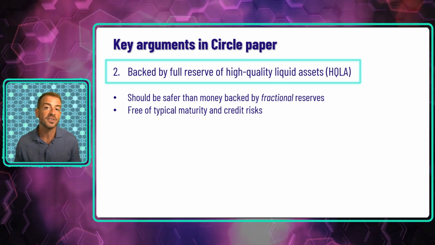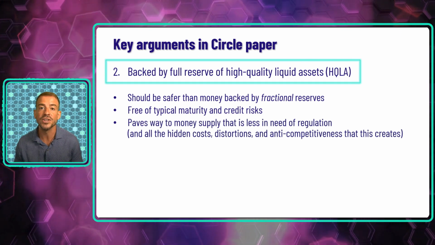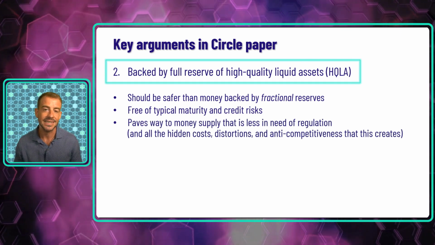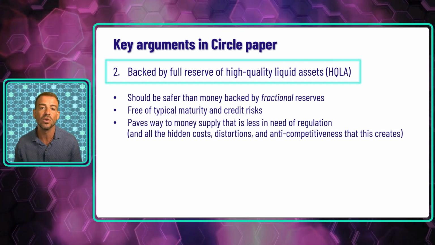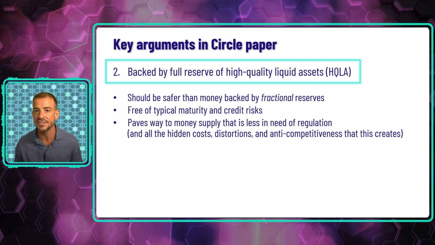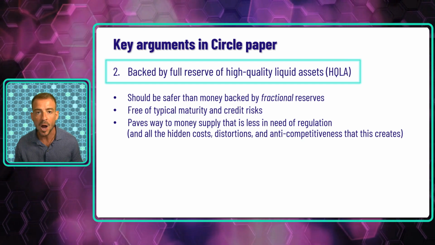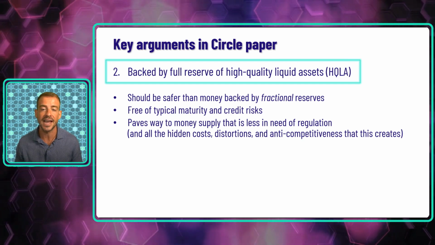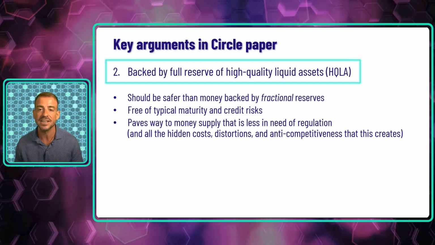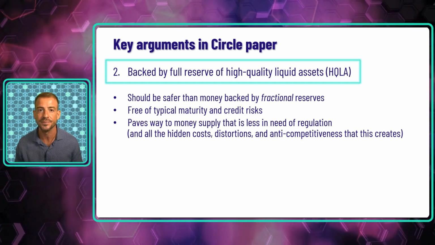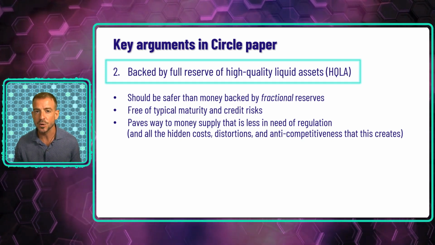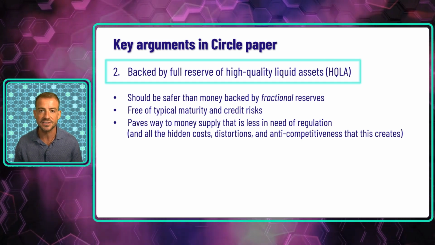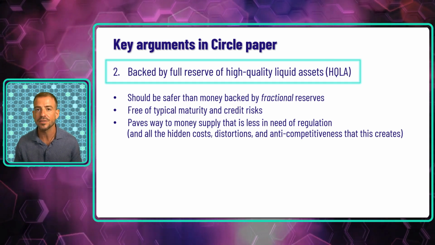Furthermore, this design offers the possibility of us evolving towards a money supply system that is less in need of arbitrary interventions and regulation, all of which serve to cause all kinds of problems, including creating higher costs, distorting banking activity, and creating anti-competitiveness in the industry. Now, this is a big claim. So to substantiate it, Circle devised a quantitative test to support it, which takes us to the third big point of their paper.